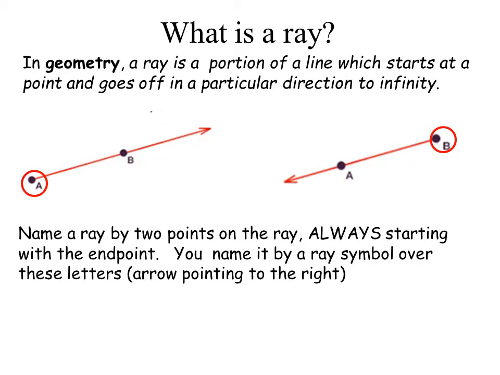You name a ray by 2 points on the ray, always starting with the end point. You name it by a ray symbol over these letters, and in the ray symbol the arrow will always be pointing to the right, regardless of the direction of the ray. So the ray on the left with an end point of A, you would name this ray AB, and you can see this little arrow has an arrow only on one side, and it's to the right. This next one on the right has an endpoint of B, so we'll name this one ray BA. This tells you that it starts at B and it's going towards A.